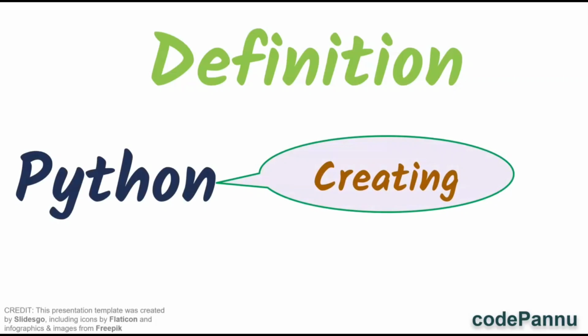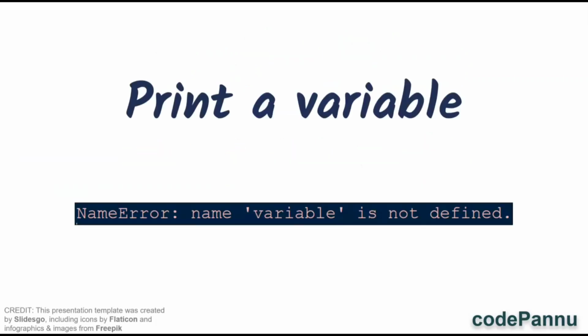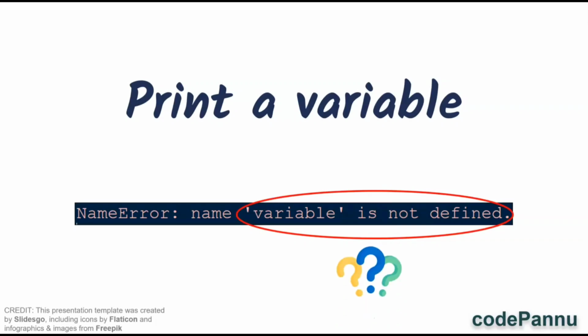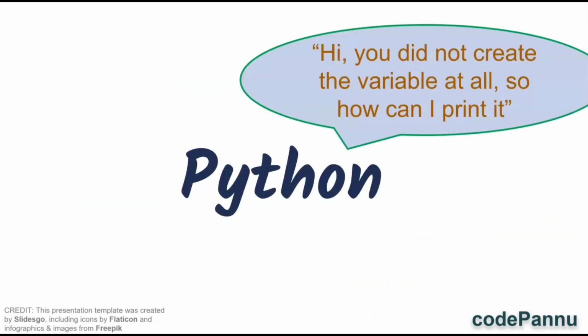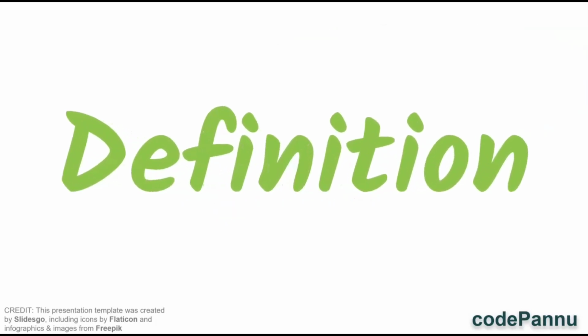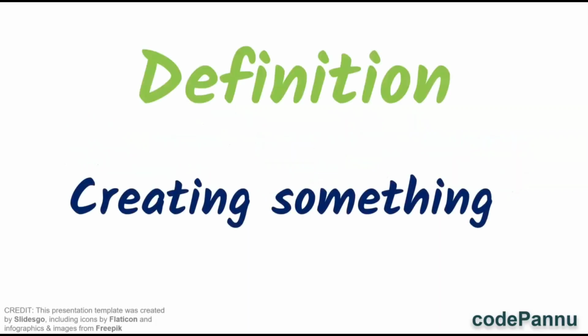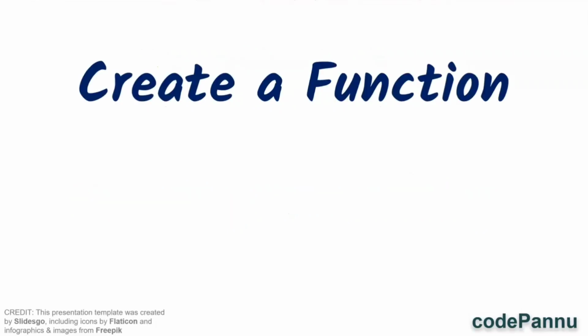Do you remember the not defined error? If you try to print a variable without creating it first, then you will get the error variable is not defined. What does it mean? It is the Python's way of saying, hi, you did not create the variable at all, so how can I print it? So definition is a big word used in programming language, but the meaning is very simple. It means creating something. Now we are creating a function, so we use the term def.